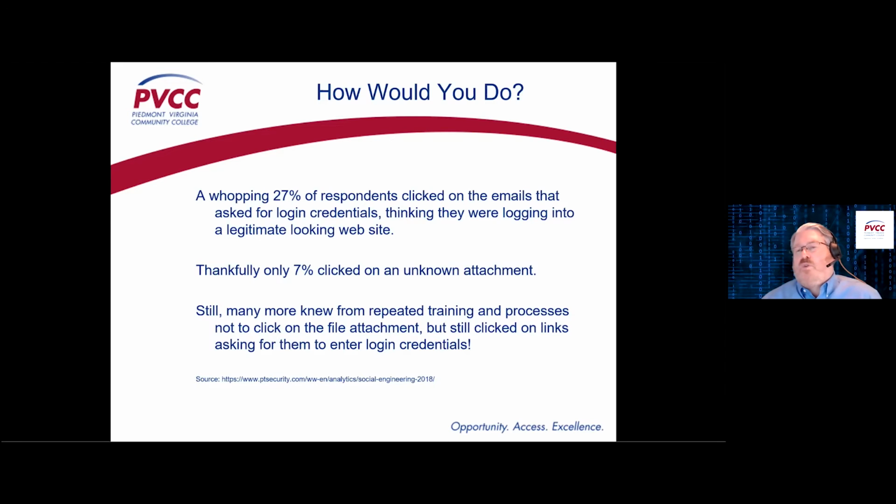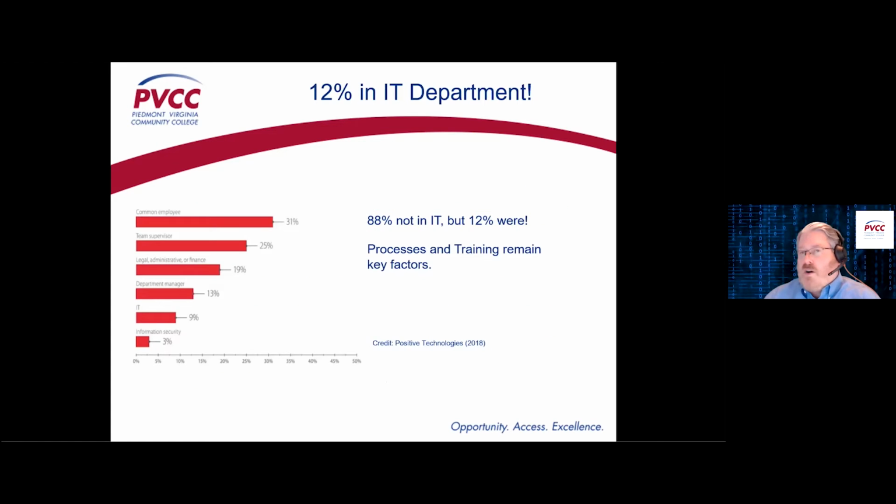Now, again, for unknown attachments, that's kind of going down right now. Only about 7% actually clicked on an unknown attachment. But the problem is that 12% in that survey were the IT department that clicked on stuff. 12%. They should have known better, right?